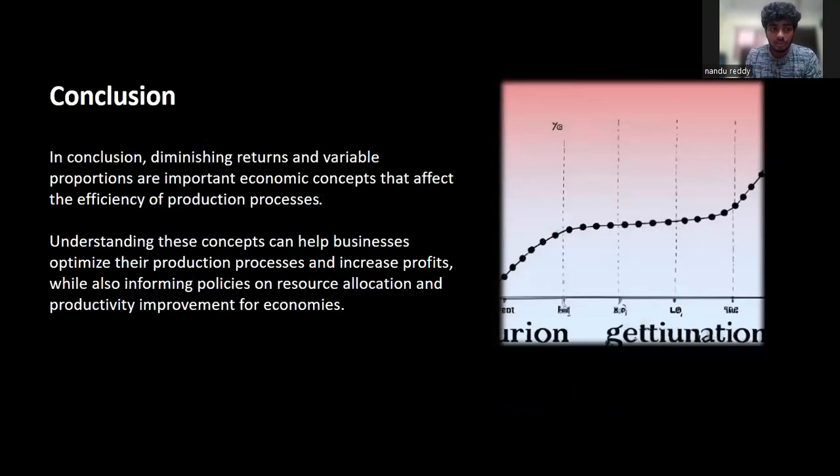Then here is the conclusion. In conclusion, diminishing returns and variable proportions are important economic concepts that affect the efficiency of the production process. Understanding these concepts can help businesses optimize their production process and increase profits, while also informing policies on resource allocation and productivity improvement for economics.